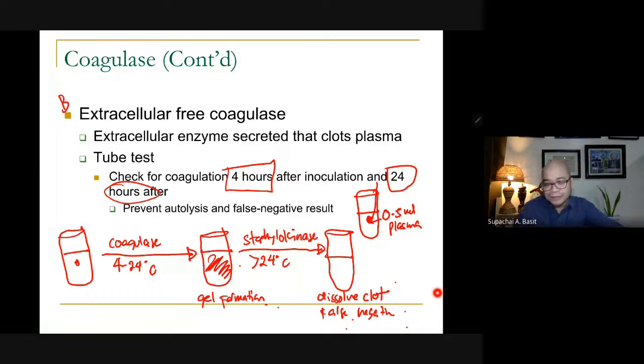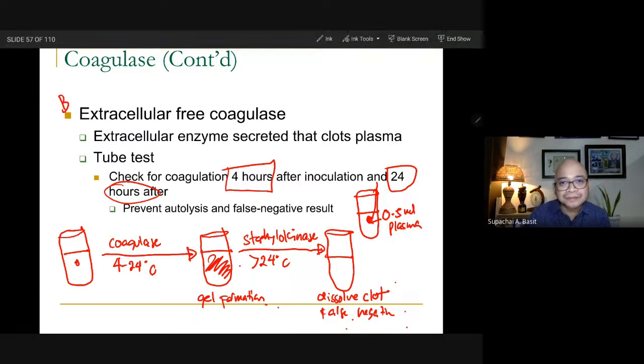Okay, so this explains the reason why when doing the coagulase test, we do not read beyond 24 hours. So usually we have to read between 4 to 24 hours. Okay, so I hope that's clear.